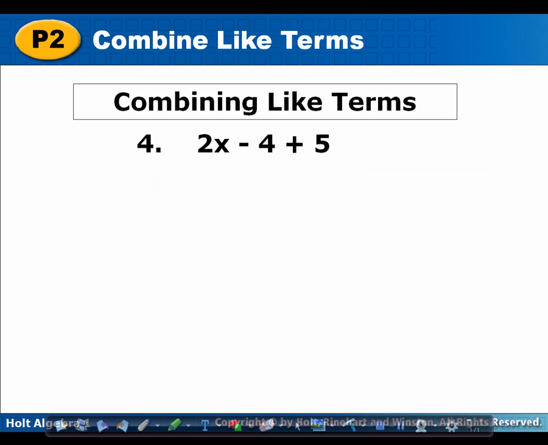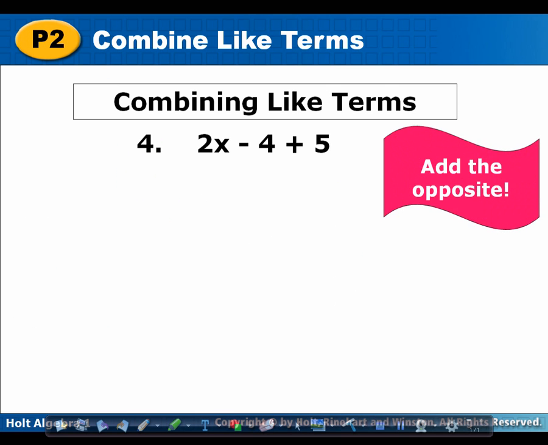Combining like terms. The first thing we want you to understand is that you can add the opposite. So when you see 2x minus 4, that's exactly the same thing as saying 2x plus a negative 4. We call that adding the opposite. This is what that looks like. We encourage you to rewrite problems throughout the year and add the opposite, especially if you get confused when you're dealing with negative numbers.